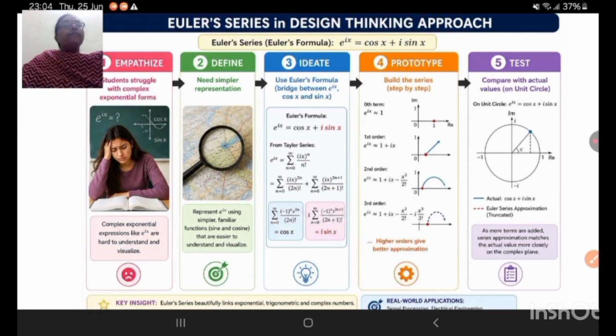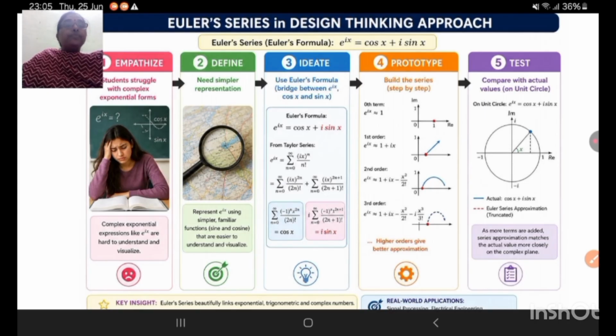In the third stage, Euler's formula, we are ideating that formula. Using Euler's formula, we are bridging e power ix and cos x and sin x. The formula is e power ix equal to cos x plus i sin x. This formula is derived from the Taylor series.